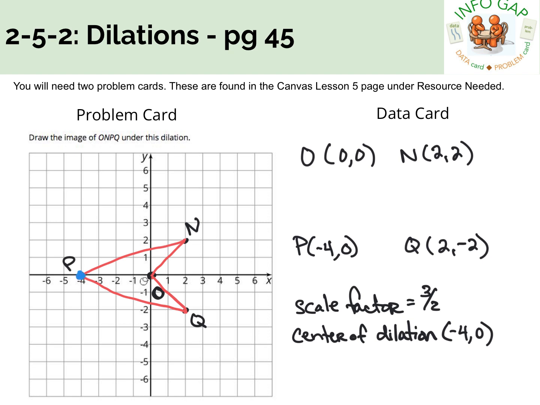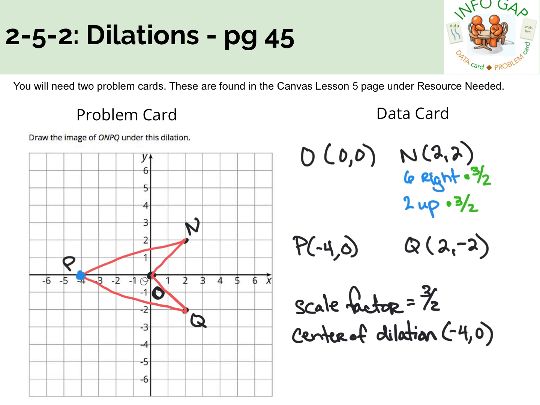So what we're going to do is we're going to look, and we're going to go from P to N. We went 1, 2, 3, 4, 5, 6 to the right. So we went 6 right, and then we went 2 up. Okay, grab your calculator. We're going to take these and we're going to multiply them by 3/2.